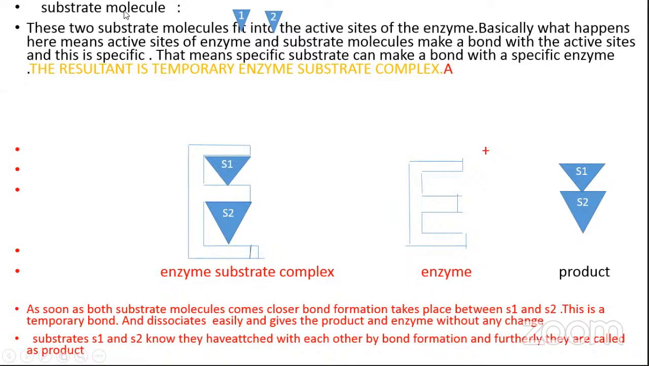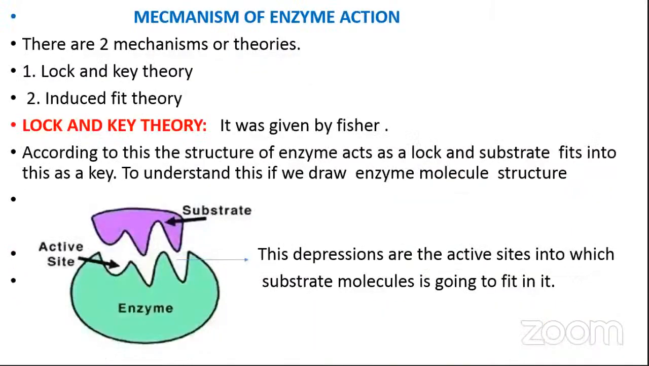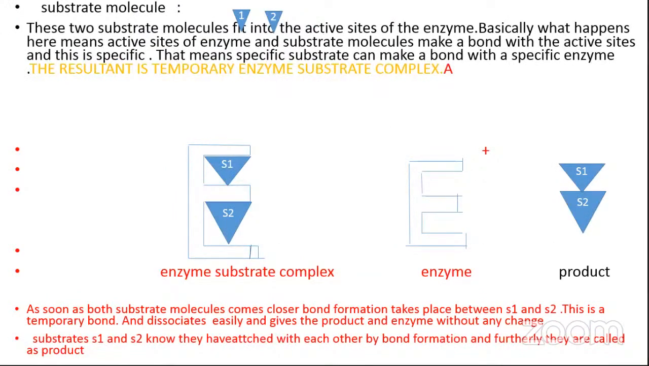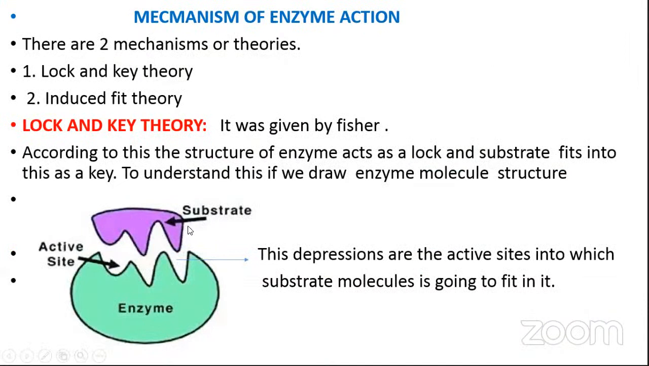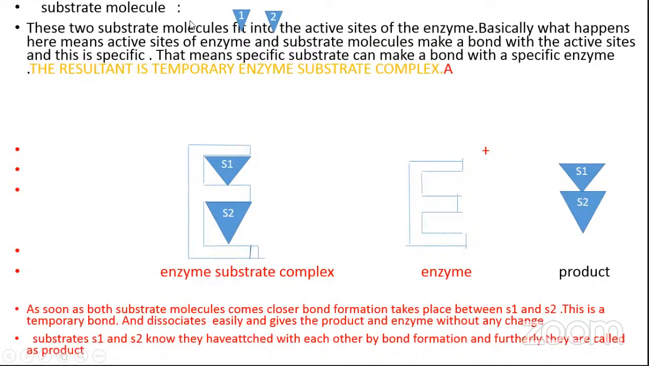According to that, to explain this lock and key theory, we are taking two substrate molecules. Here also, we have taken two, three substrate molecules. Here, three active sites, and the same was given here. Substrate molecules are here, and the enzyme molecule is there. So these two substrate molecules fit in this active site of the enzyme.